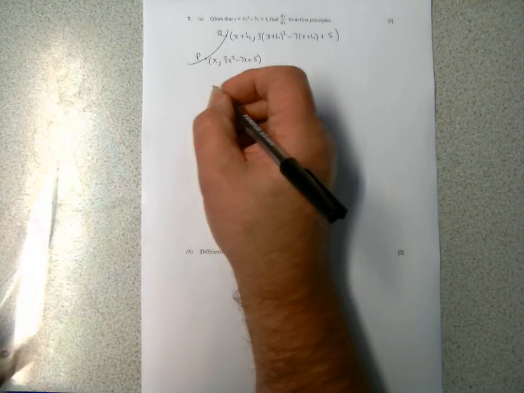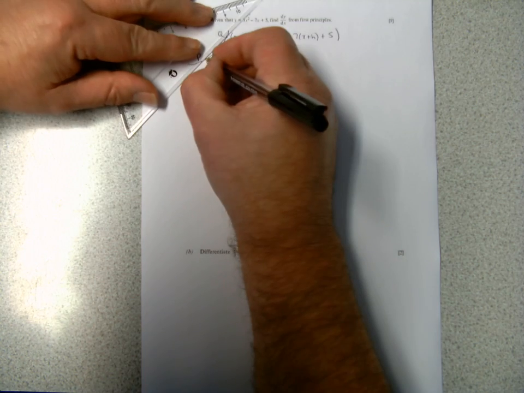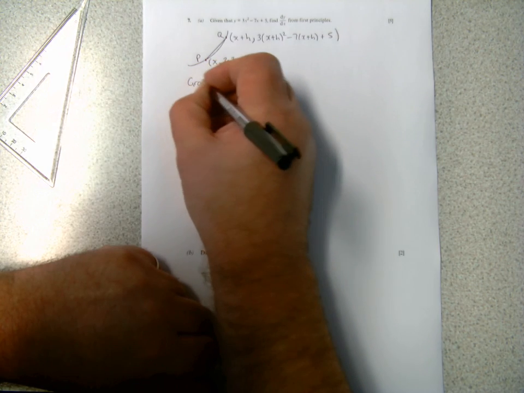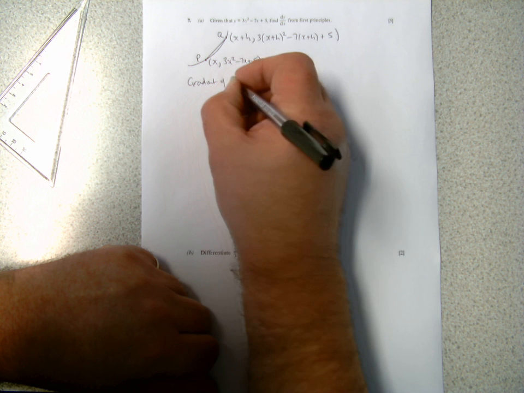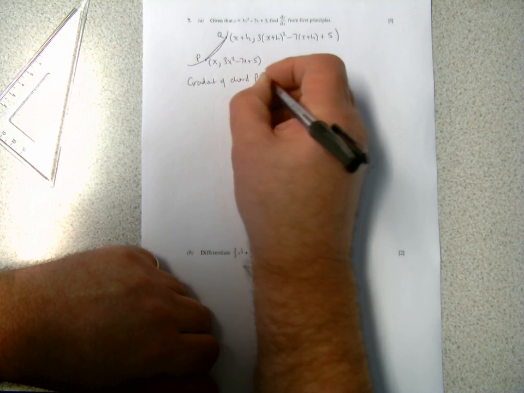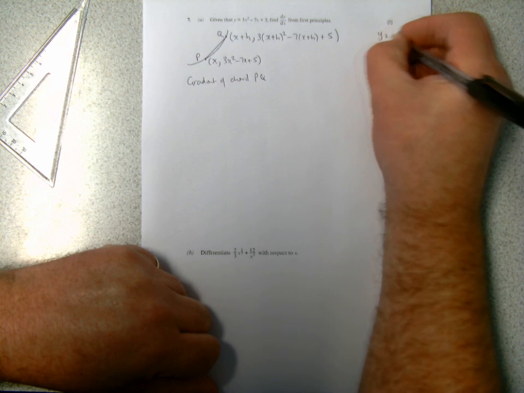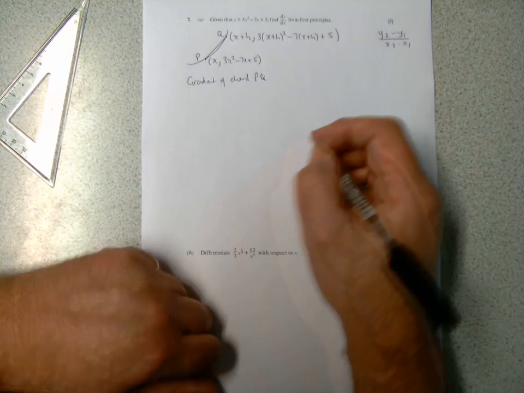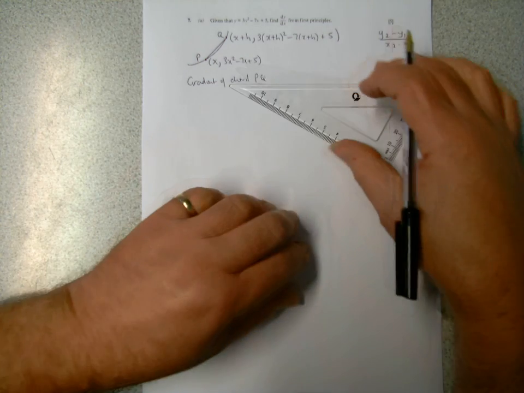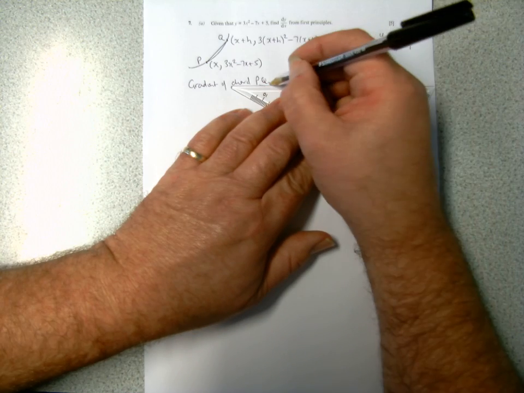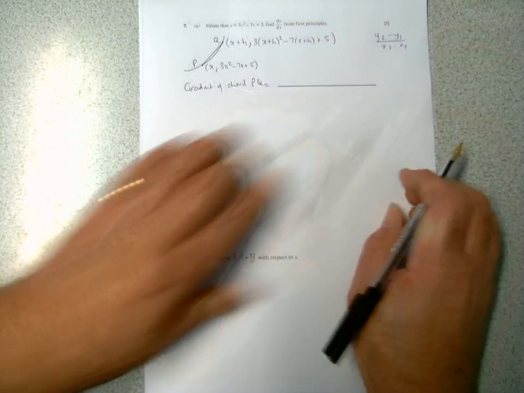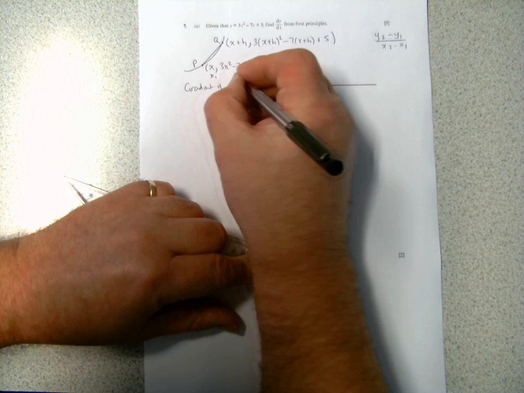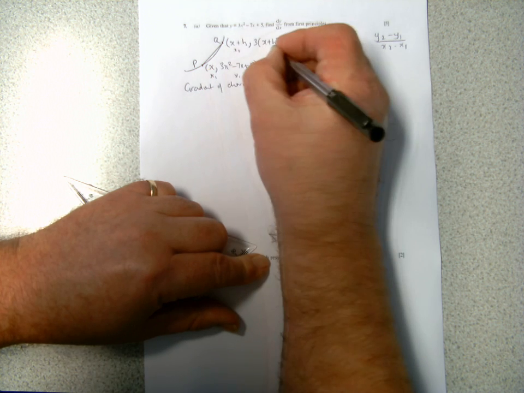Now then, I'm going to work out the gradient of the chord PQ first of all. So gradient of the chord PQ, and what I'm using is the gradient formula, gradient of a line, y2 minus y1 over x2 minus x1. So this is my x1 y1, this is my x2 y2.